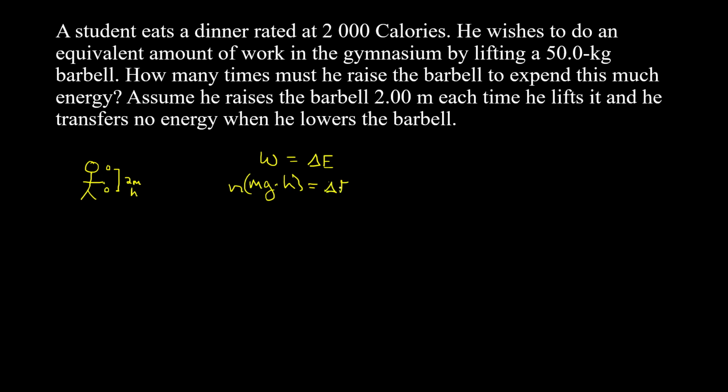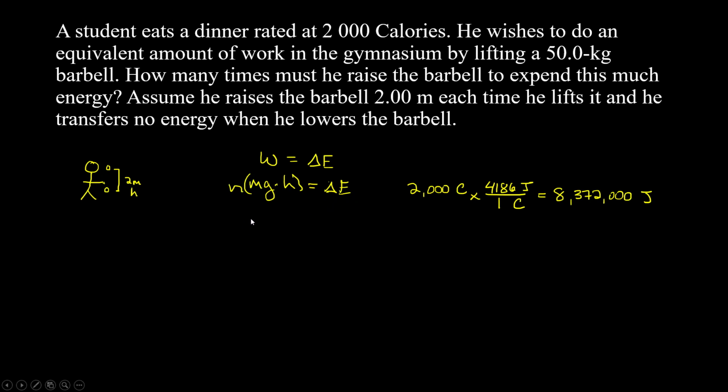But now we have to change this. This is 2,000 calories, big C, and we've got to get it into joules. So times, one big C is 4,186 joules. So if we do that calculation, we get just over 8 million joules of energy that he has to expend. And so we want to know the number.